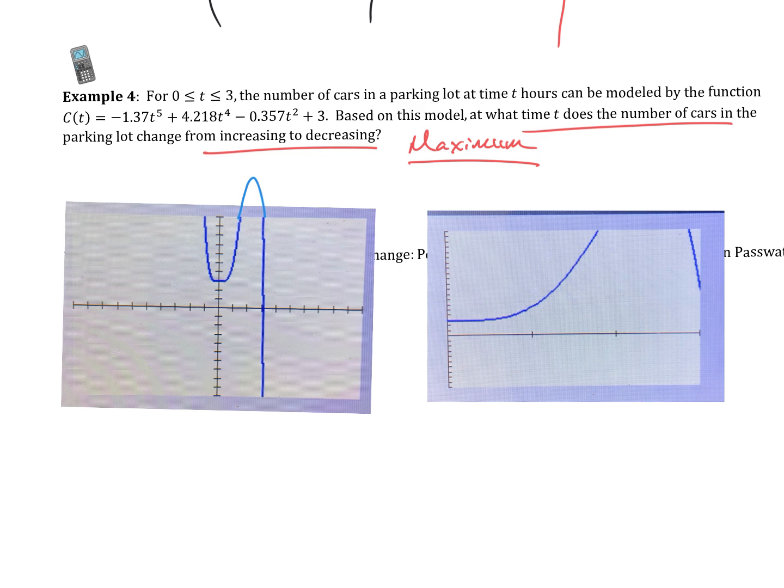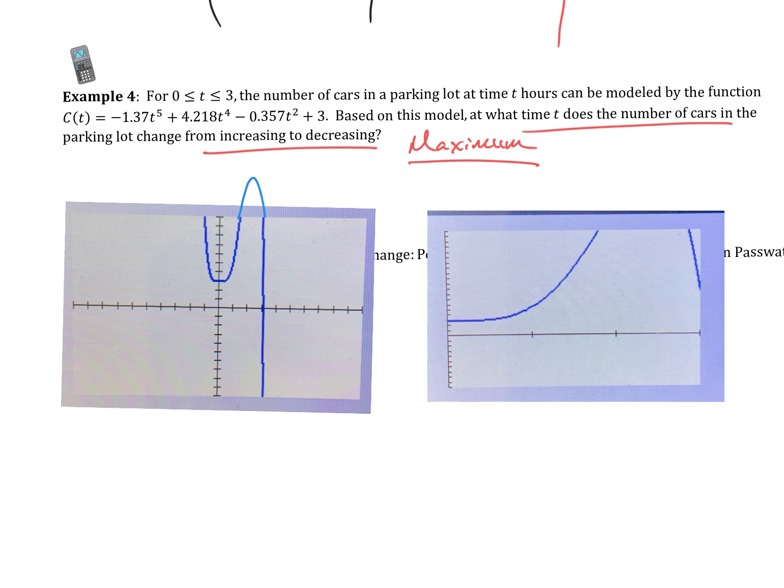Before, we just used the trace feature, which is fine, but now I want to be exact. So what do we want to try to find? You see how it says value, zero, minimum, maximum, intersect, dy/dx, integral? Second, calculate. So second, and then the trace button. Press maximum. And what does it say? Look at your calculator. What does it ask for?